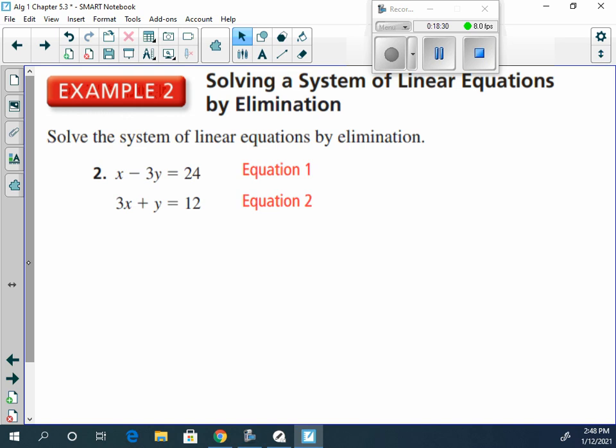Okay, so looking at this here, I have x minus 3y equals 24, and 3x plus y equals 12. Between x and y, there's not going to be any real difference. One's not going to be harder than the other for this one. They're going to be about the same. So do we want to eliminate x first, or do we want to eliminate y first?